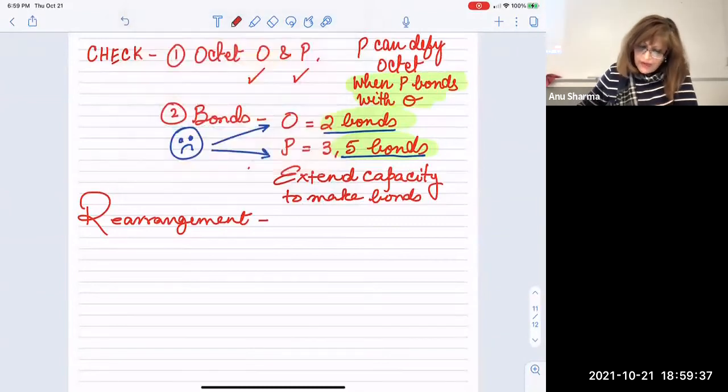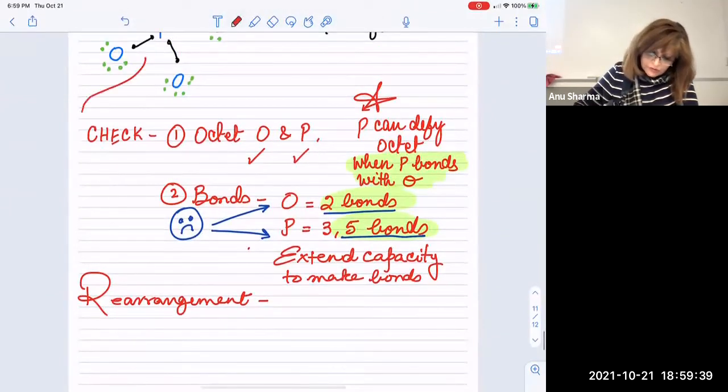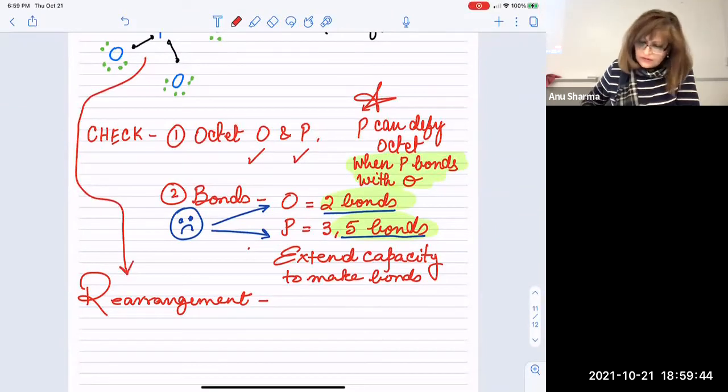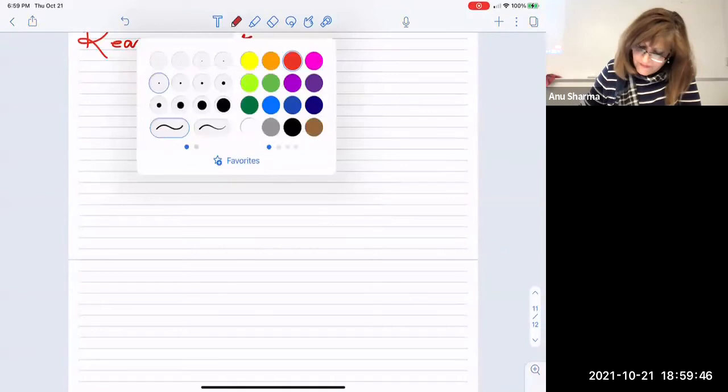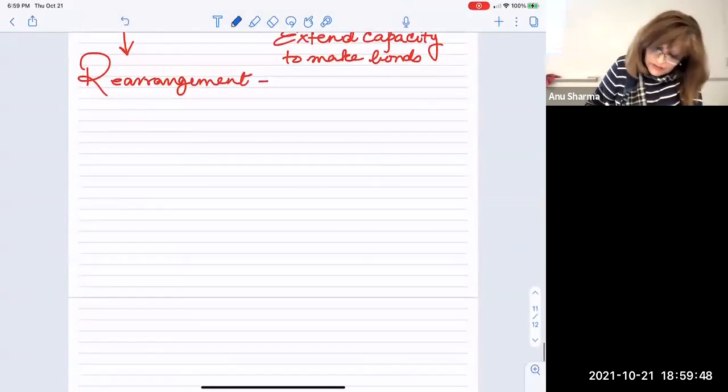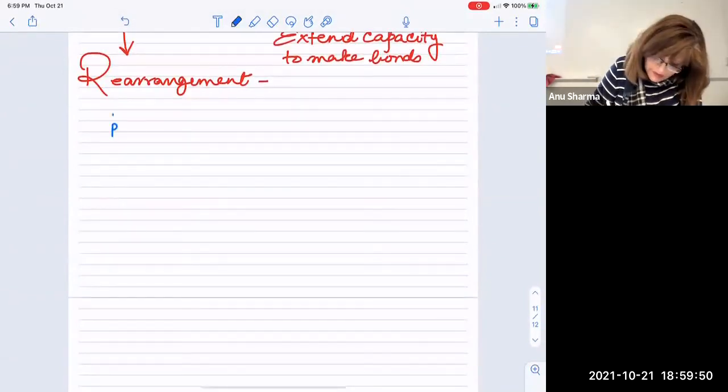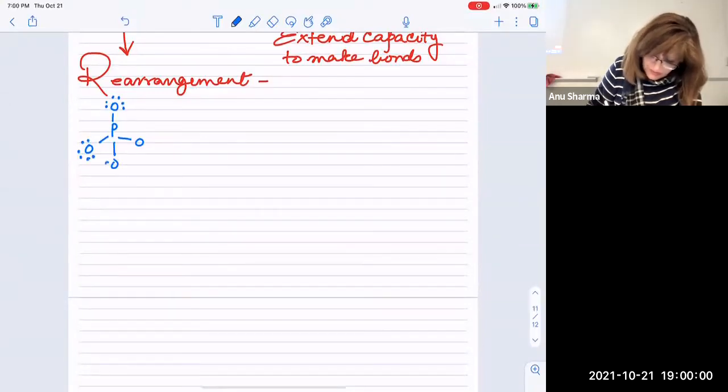Okay, so here we now have a scenario. Phosphorus, this oxygen, this oxygen, this oxygen, and this oxygen. And each has 1, 2, 3, 4, 5, 6.